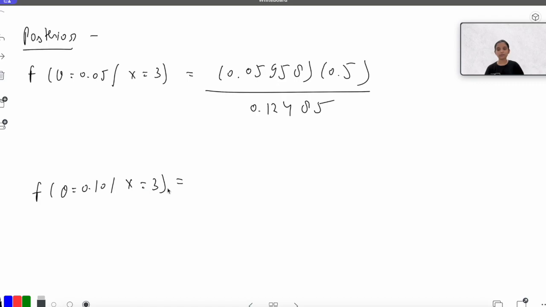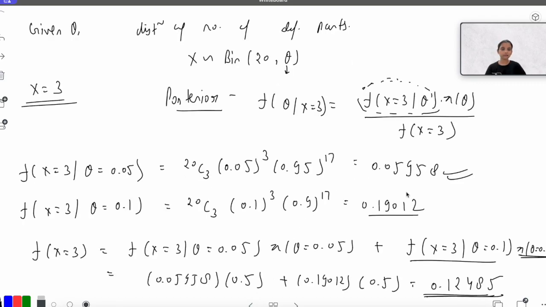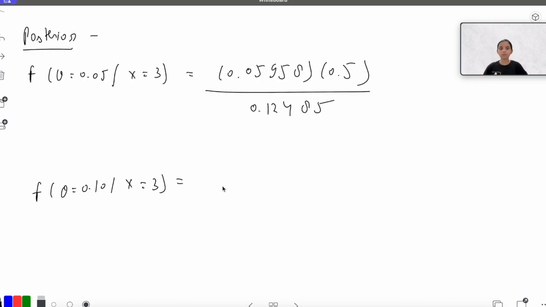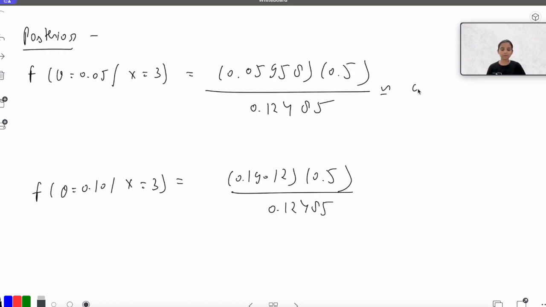Okay, similarly you will calculate this one, f of x equal to 3 given theta is equal to 0.1, which is this value, 0.19012, and pi of theta is equal to 0.1, that was 0.5, upon the marginal corresponding to it. When you simplify it, that will be approximately 0.2387, and that will be 0.7613.